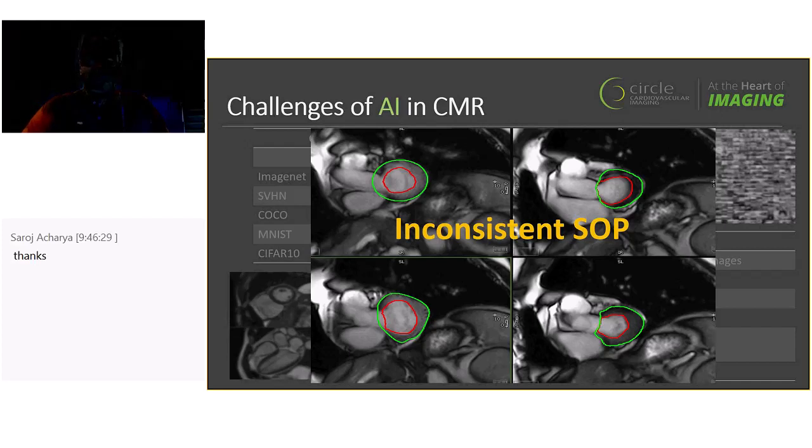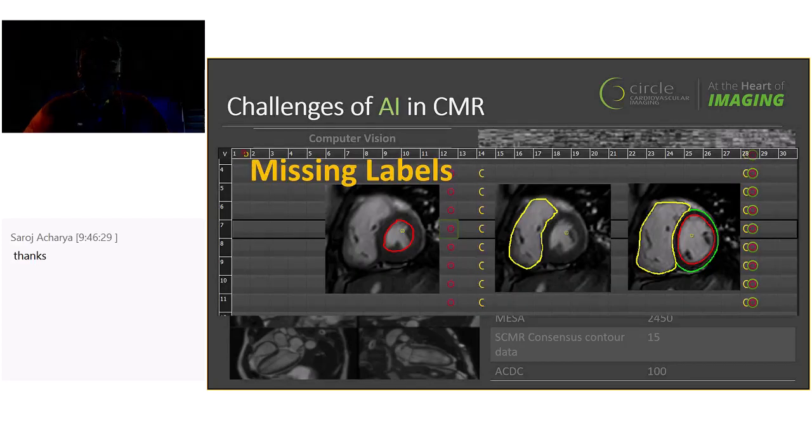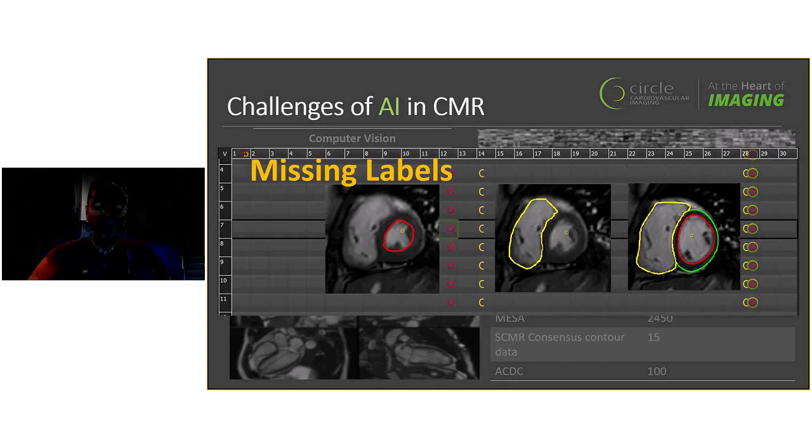And in addition to inconsistent SOPs, there are also problems that happen with missing labels. What you're seeing here is phases in which the clinician did not segment all three different components. If we're training a neural network to go from one image to three contours, how would we be able to use information where only one contour is segmented on this particular phase?